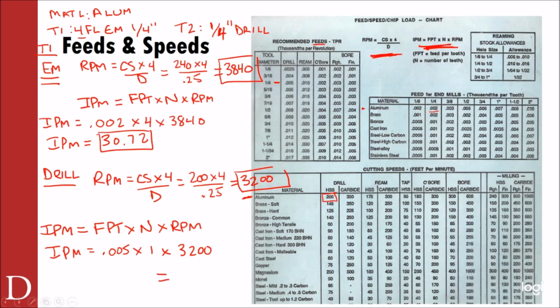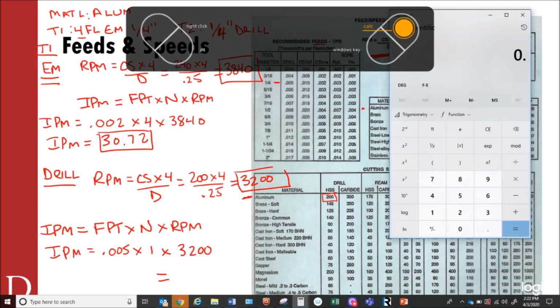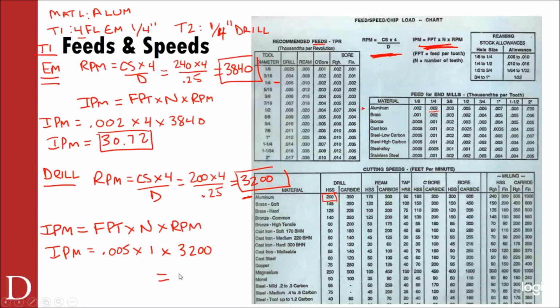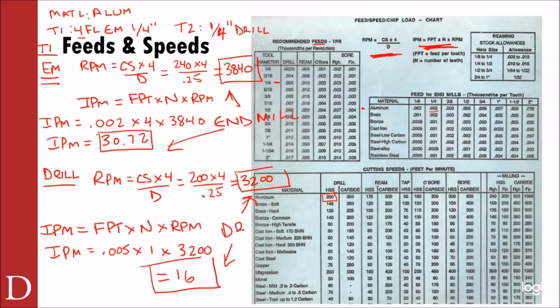I'll hit my calculator button, and we'll say 0.005 times 1 is 0.005 times 3,200 equals 16 inches per minute. Scrolled ahead there. Sorry about that. 16 inches per minute. So now I have both my feeds and my speeds for both my end mill and my drill. These two guys are my end mill, and these two guys here are my drill. My RPM and my feed.